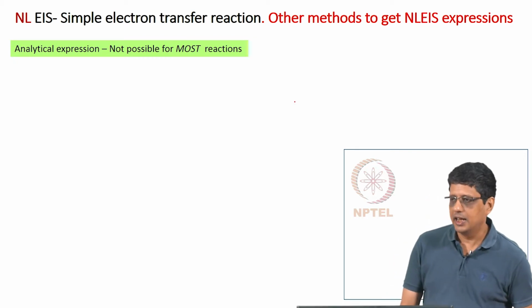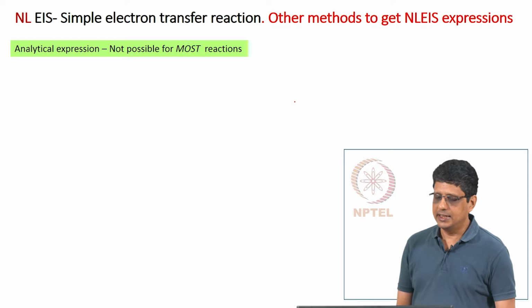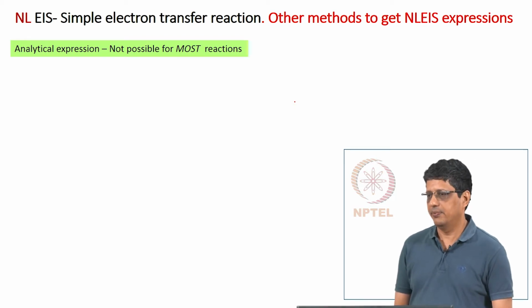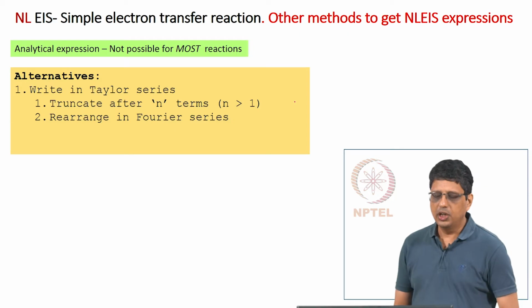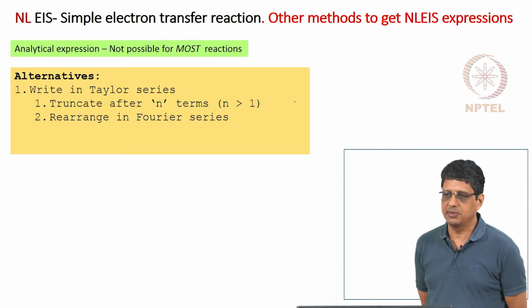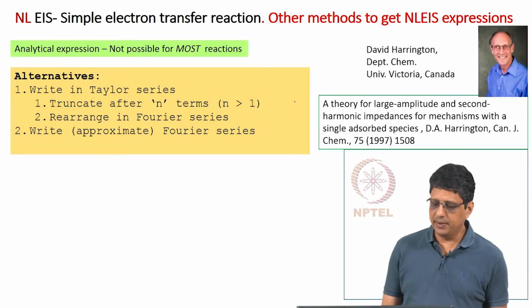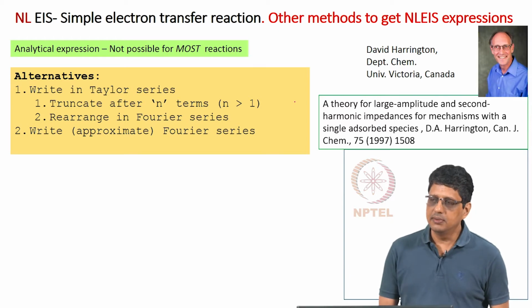So, we got analytical expression here because we are able to expand exponential of a sin theta in Fourier series. Most of the cases we will not be able to get analytical expression. So, you have few choices. One, write in Taylor series, expand up to some terms, instead of linearizing or instead of writing only up to the first frequency term, we can write for few more terms and then truncate it and then rearrange. That is one possibility. Second, in many cases you can also write an approximate Fourier series.